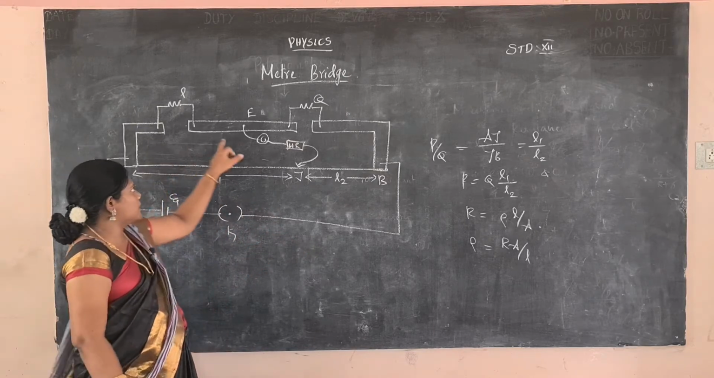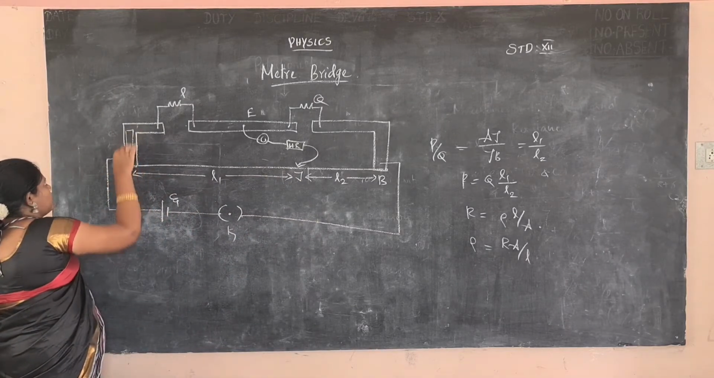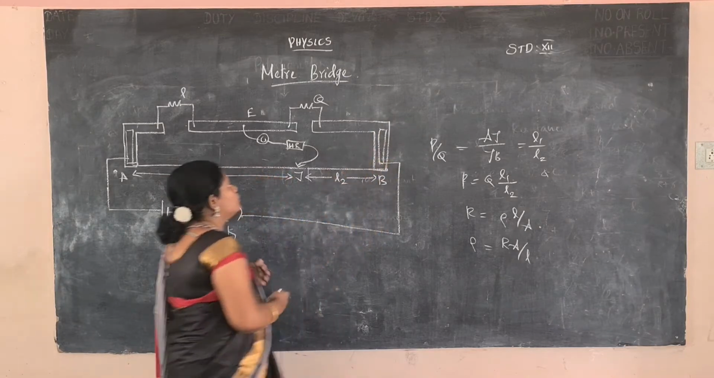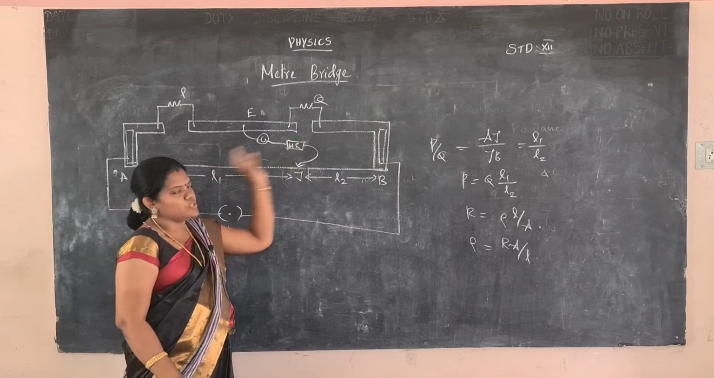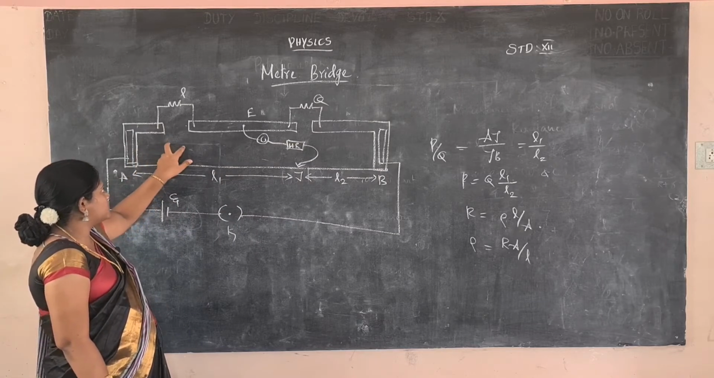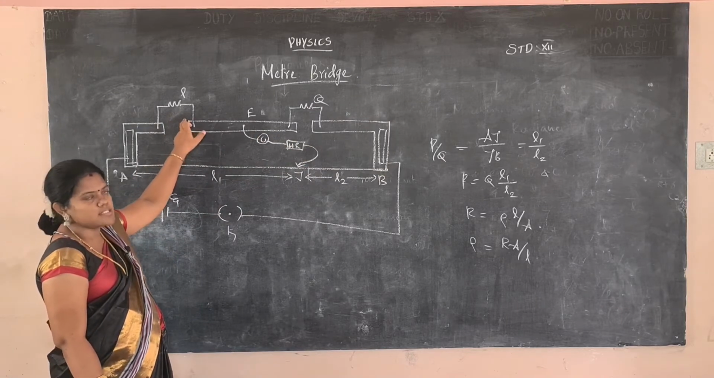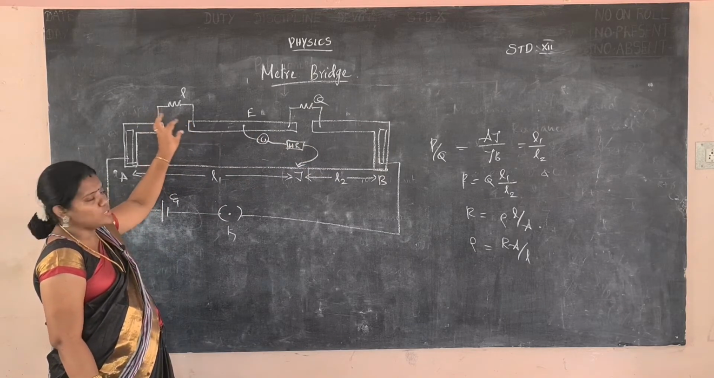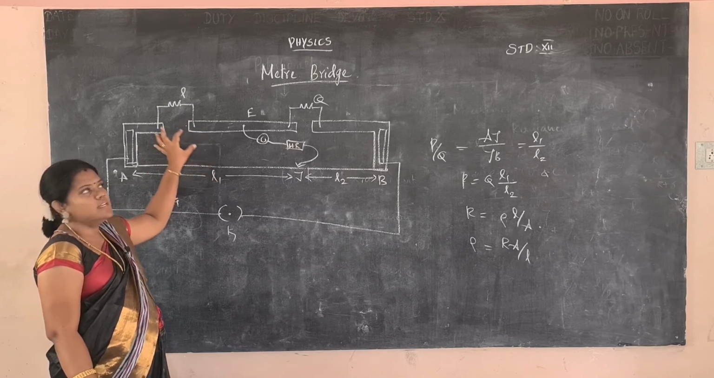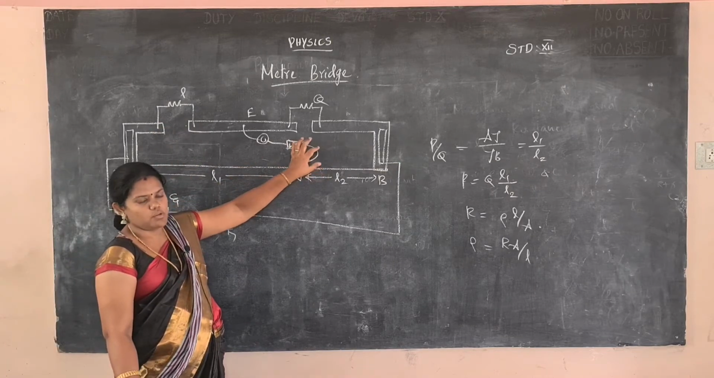The 3 strips are individually connected, and one metal plate is connected on one side and another metal plate on the other side. Two gaps are there, the first gap and the second gap. In the first gap we fix one resistance box, which is the unknown resistance. In your book the circuit has the unknown resistance on this side, but in our practical this side is the unknown resistance. Clear?